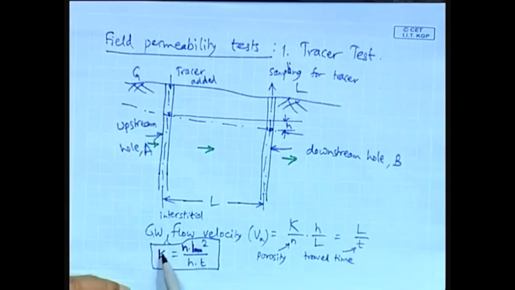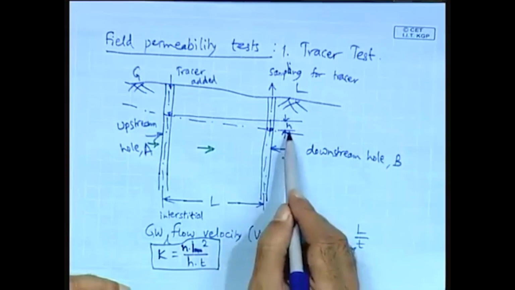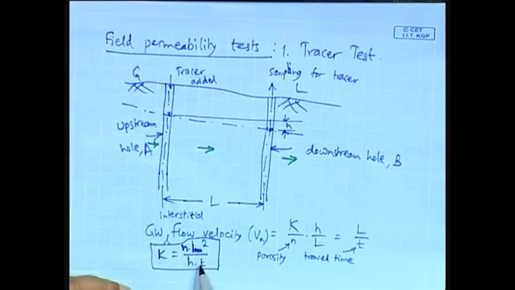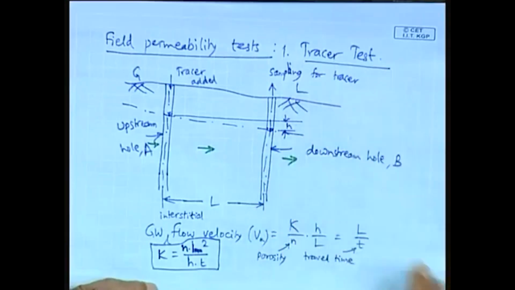So, this hydraulic conductivity is given by the porosity multiplied by the square of the length divided by H, which is the difference in the groundwater level between upstream hole and downstream hole, and T the travel time. So, this is the first of the field permeability tests for determining the permeability or hydraulic conductivity. Of course, there is also another technique known as the point dilution method, and let us not go into that.